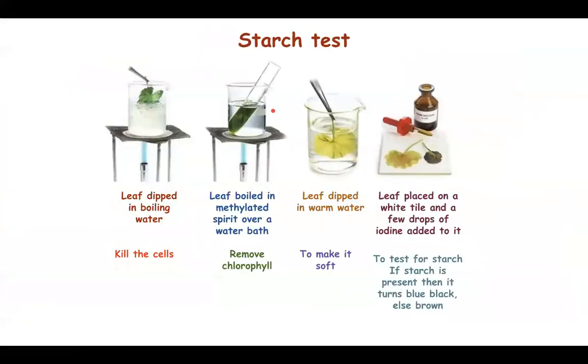So how do you do the starch test? Just in a similar manner as we had done. This leaf which we had taken was dipped in boiling water to kill the cells, boiled in methylated spirit over a water bath to remove chlorophyll, dipped in warm water to make it soft, and placed on a white tile with a few drops of iodine added to it. The part which was exposed to sunlight turns blue-black. The remainder, which was covered, turned brown.